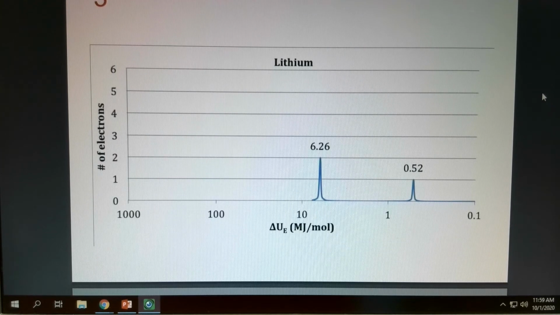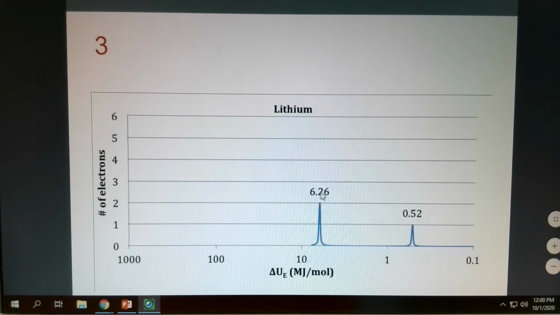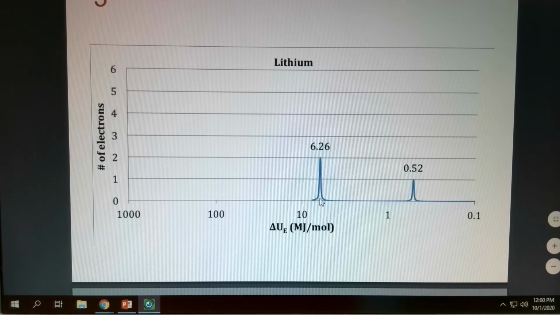Then we get to lithium. Here's lithium. Notice we added another peak. Why did we add another peak? Well, these are your 1s electrons. Then this would be, because we're starting a new energy level, your 2s electron that lithium has. So it's further out, therefore it's going to require less energy to remove. These, again, if I look, are the same electrons that helium has, but now it's 6.26 megajoules per mole instead of 2.3. Again, because we're adding that extra proton to the nucleus.